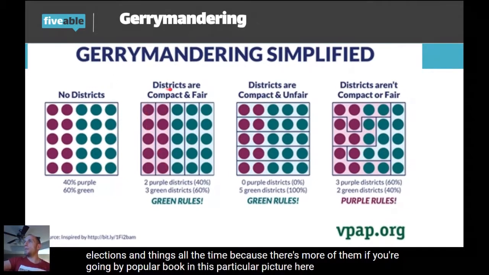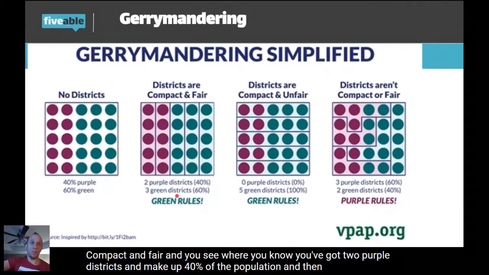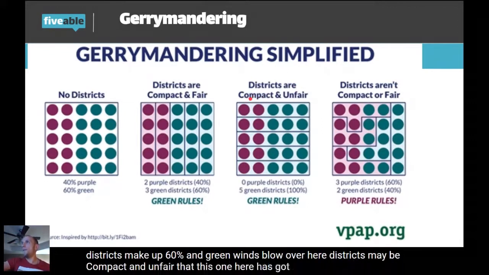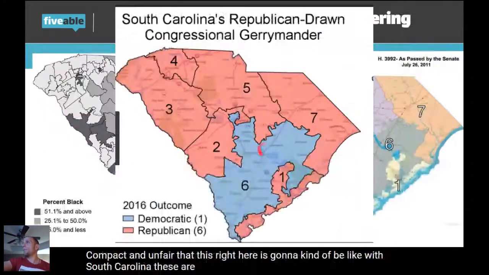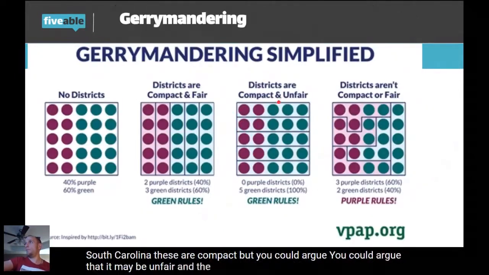In this particular picture here, districts are compact and fair, and you see where you've got 2 purple districts that make up 40% of the population, and then 3 green districts make up 60%, and green wins. But over here, districts may be compact and unfair. Now, this right here is going to be like South Carolina. These are compact, but you could argue that it's maybe unfair.